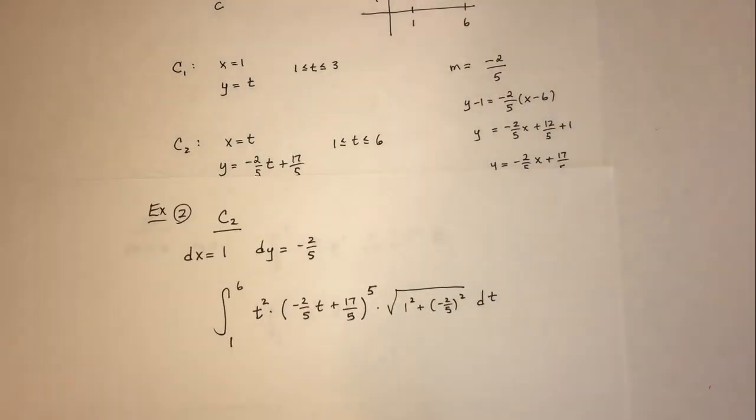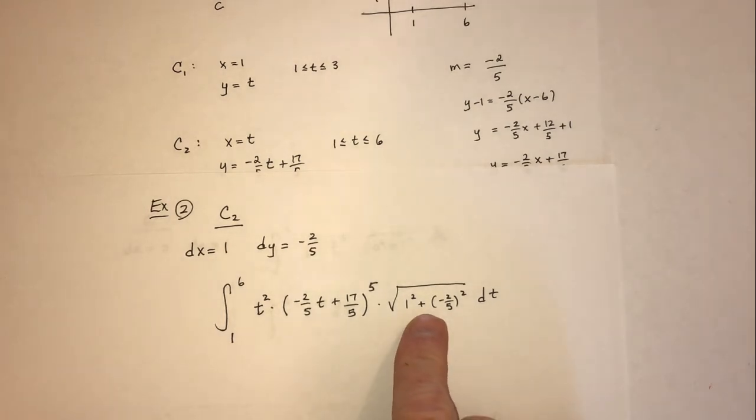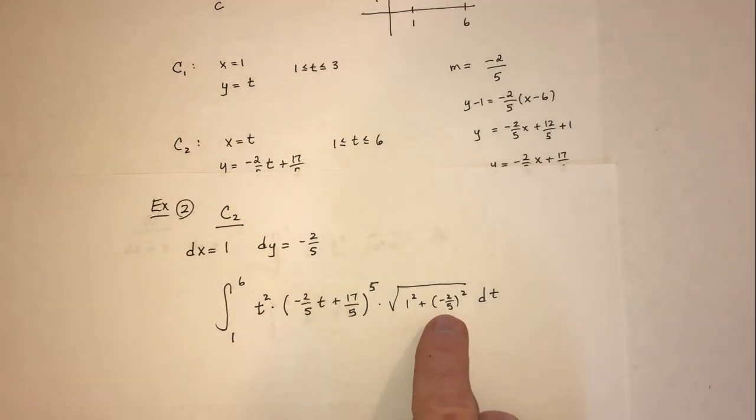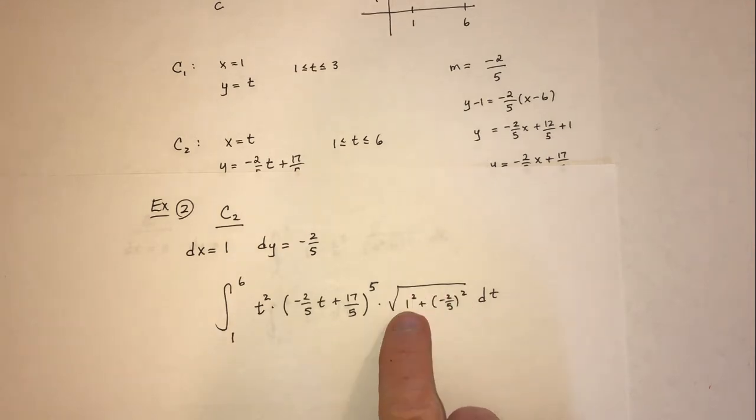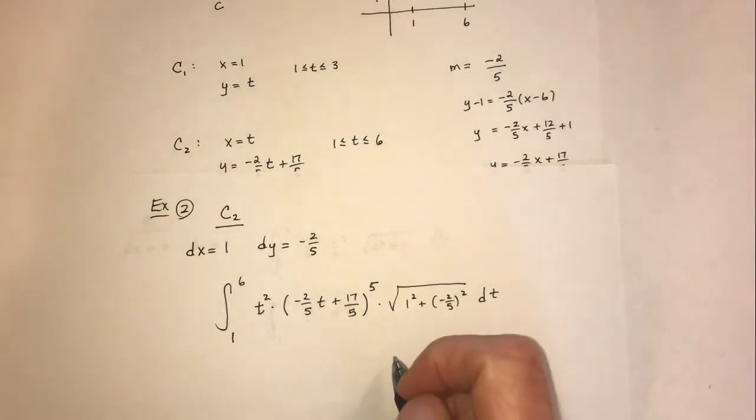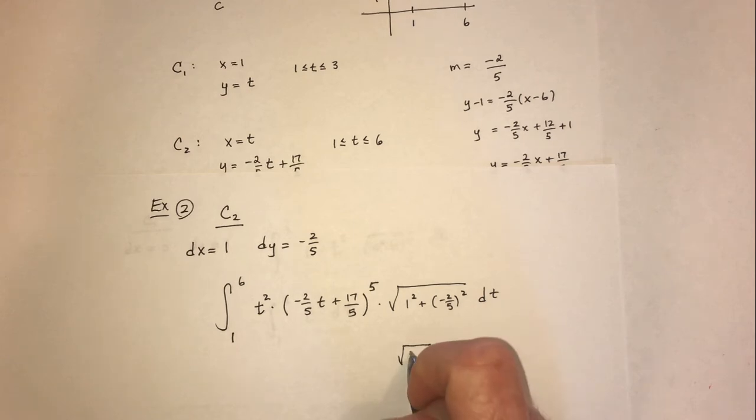And then that one's set up. Although I really feel like I should clean this one up a little bit. This would be 4 25ths plus a 1. So that's 25 25ths. So in total, that's 29 25ths. And when you take the square root of 29 25ths, it would look like this.